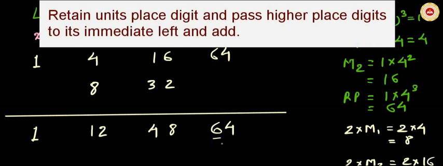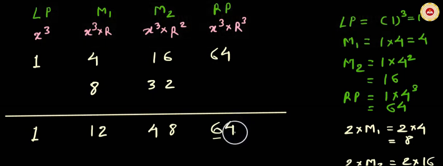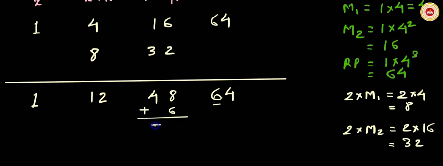Why is 6 an extra digit? Because we always retain the digit at the units place and pass the digit or digits at higher places to its immediate left part. So 6 is a higher place digit because it is at the tens place. So let us pass 6 to its immediate left. 48 is the immediate left. So 48 plus 6 is how much? 54.